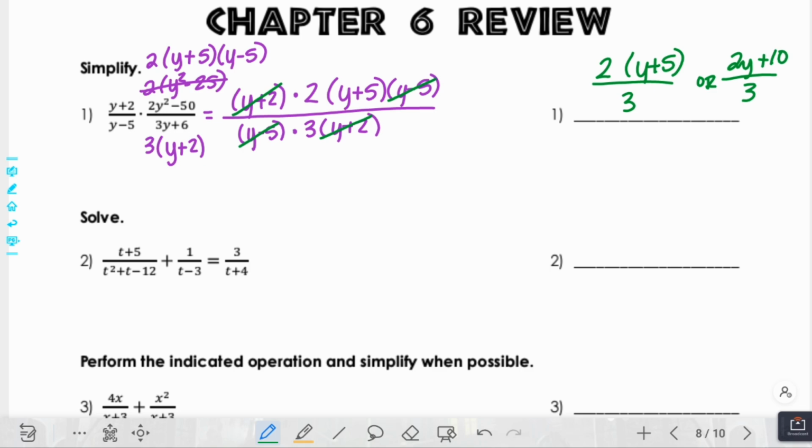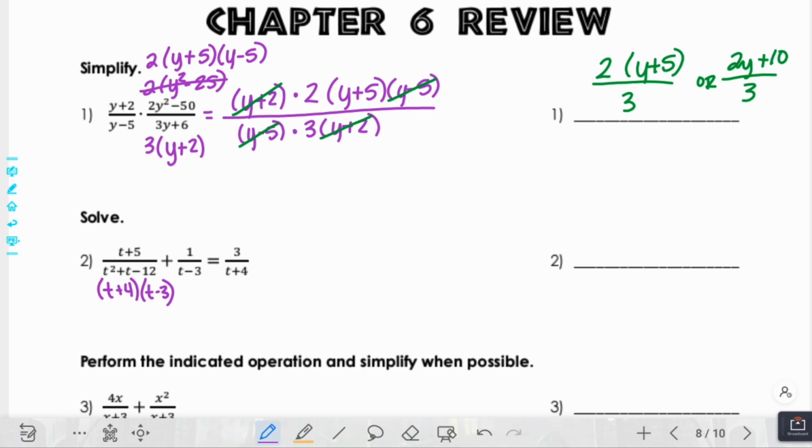For number 2, go ahead and factor this trinomial that's in your first denominator because we need to figure out what those factors are. This comes out to be t plus 4 and t minus 3. Now you'll see that I have a t minus 3 and a t plus 4 for my other denominators. So my common denominator for all 3 fractions, no matter what side of the equation they're on, is t plus 4 and t minus 3.